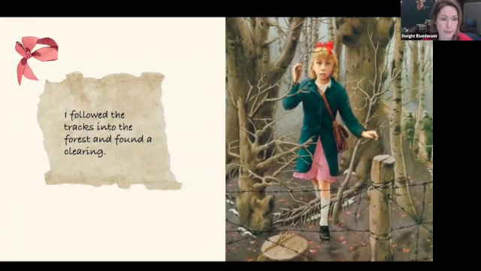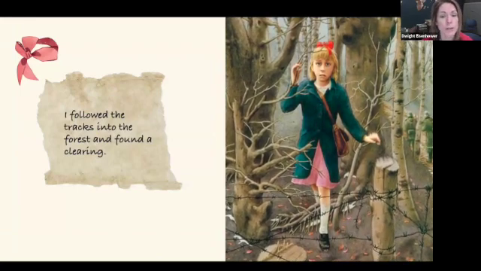I followed the tracks into the forest and found a clearing.